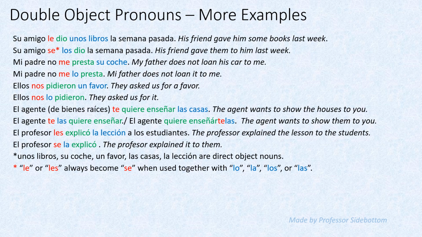El agente de bienes raíces te quiere enseñar las casas. El agente te las quiere enseñar. O el agente quiere enseñártelas. El profesor les explicó la lección a los estudiantes. El profesor se la explicó. Notice that le or les always becomes se when used together with lo, la, los, or las.